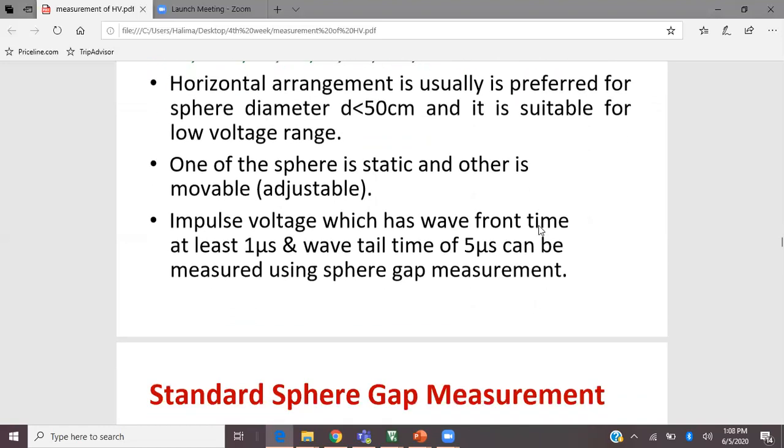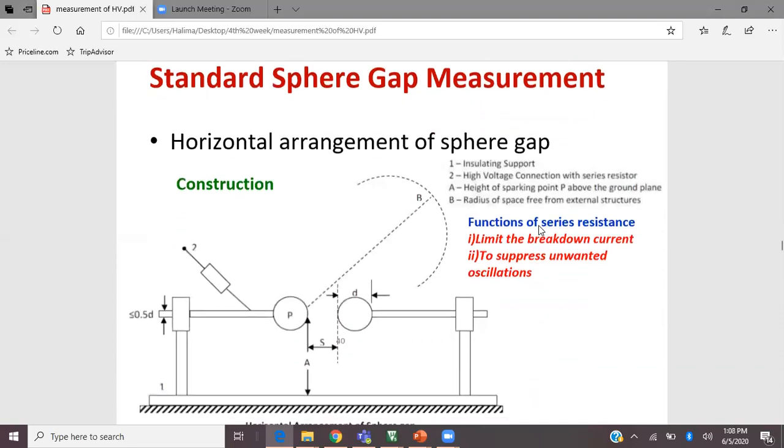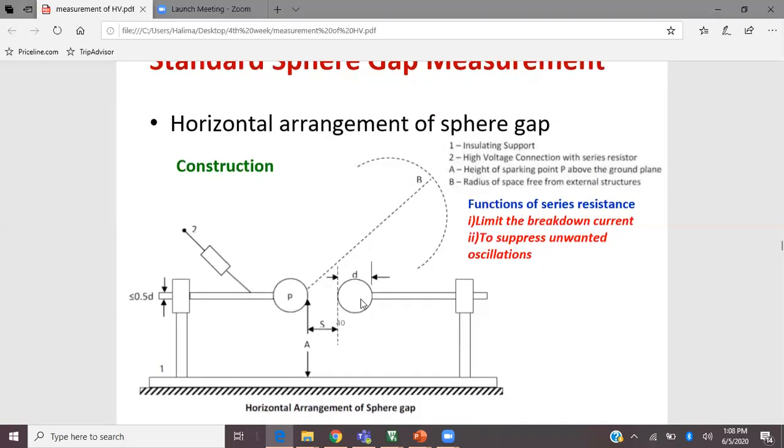So this is the construction. You are seeing that one is the movable sphere and one is the fixed sphere, and this is the distance S. And here is the insulating support. It is the high voltage connection with some series resistor, and A is the height of sparking point P above the ground plane, and B is the radius of free space from the external.